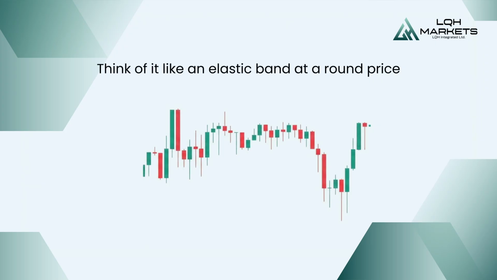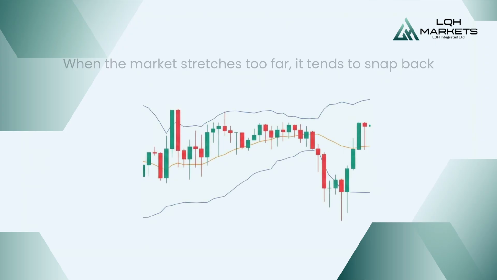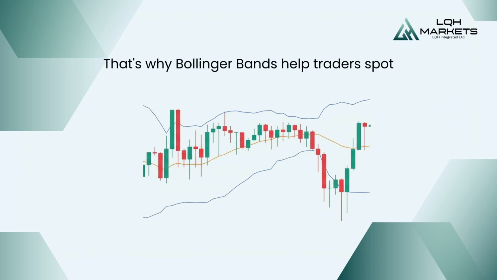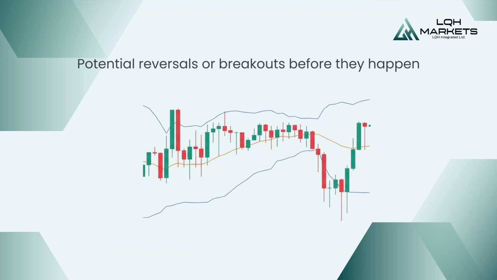Think of it like an elastic band around price. When the market stretches too far, it tends to snap back. That's why Bollinger Bands help traders spot potential reversals or breakouts before they happen.